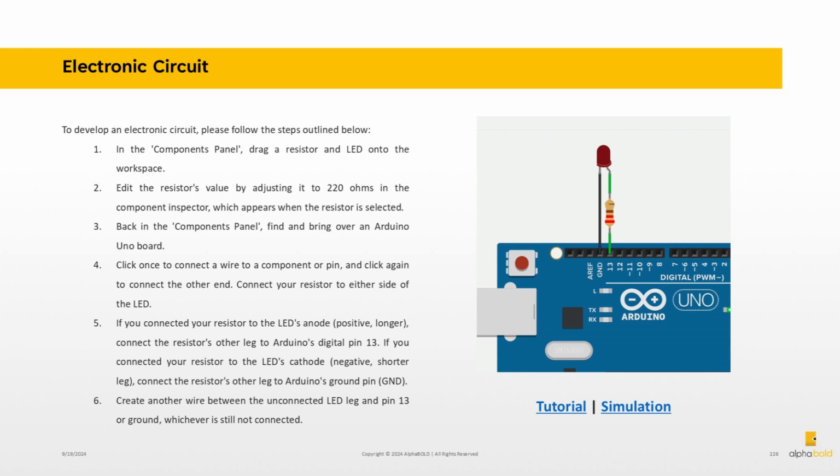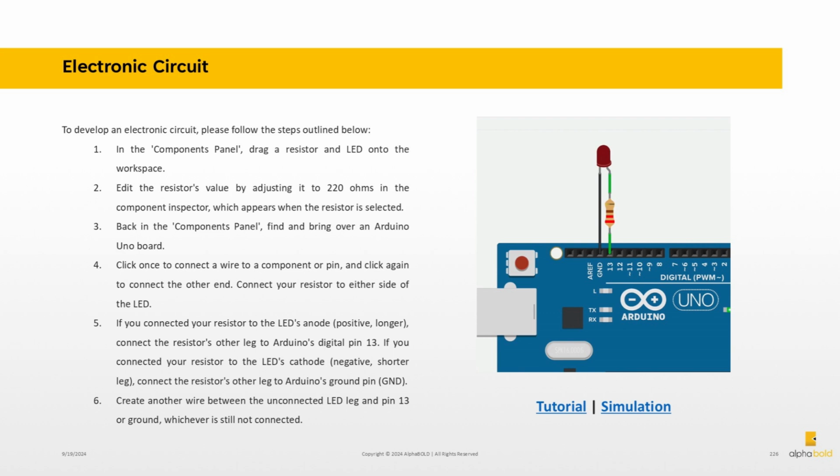To develop an electronic circuit, please follow the steps outlined below. In the Components panel, drag a resistor and LED onto the workspace. Edit the resistor's value by adjusting it to 220 ohms in the Component Inspector, which appears when the resistor is selected. Back in the Components panel, find and bring over an Arduino Uno board. Click once to connect a wire to a component or pin, and click again to connect the other end. Connect your resistor to either side of the LED.